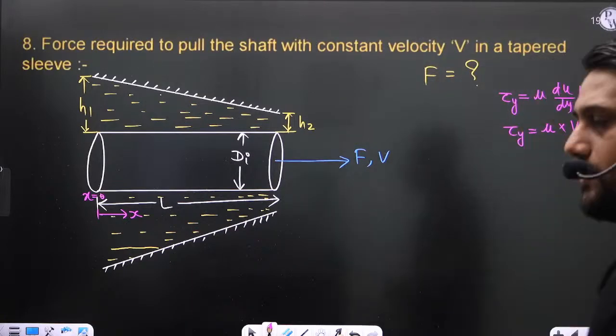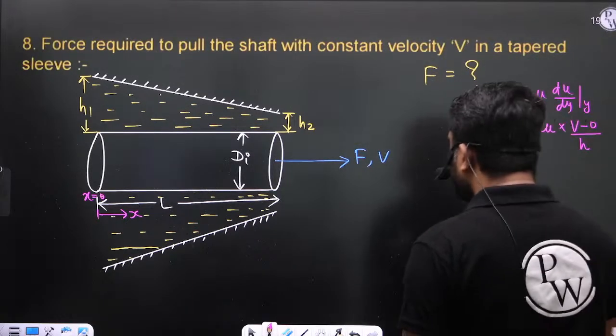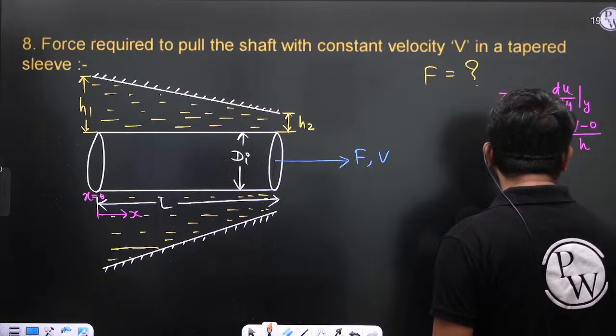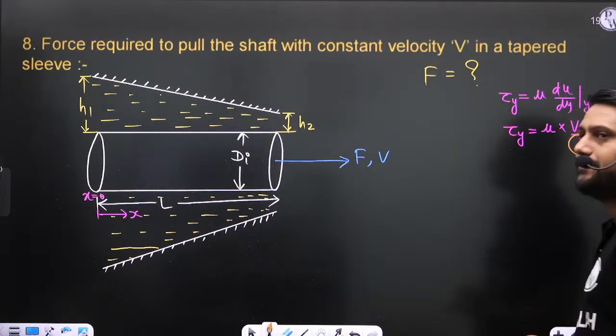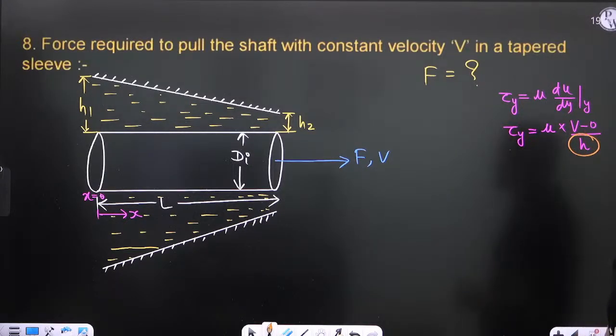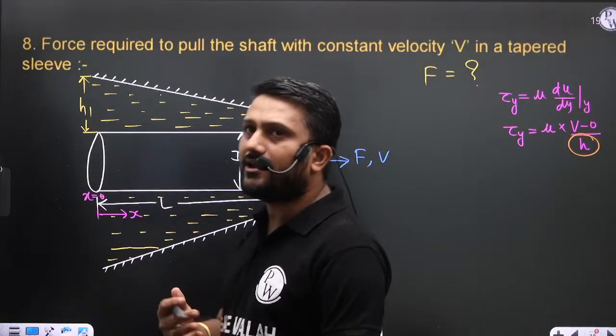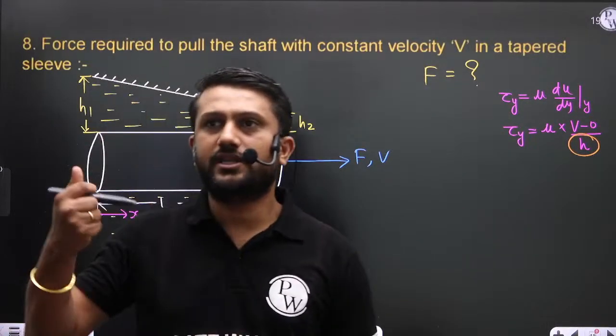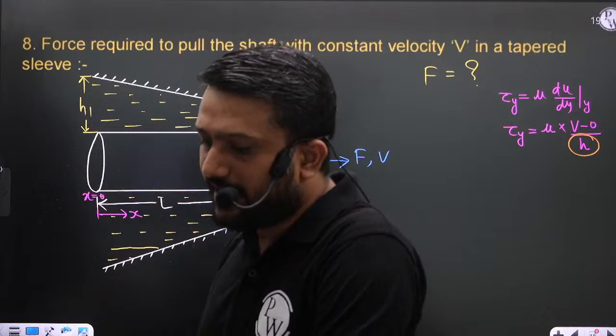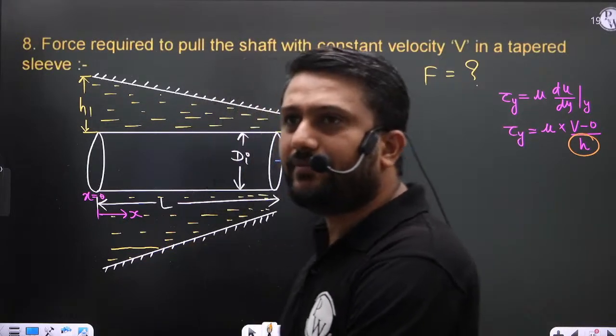But in this particular problem, this h is a function of x. So how do you calculate the shear force? How do you calculate the force F which is required to pull the shaft in this particular case? Can anyone tell me?